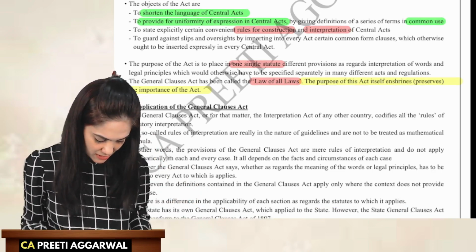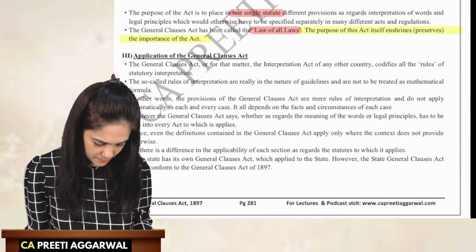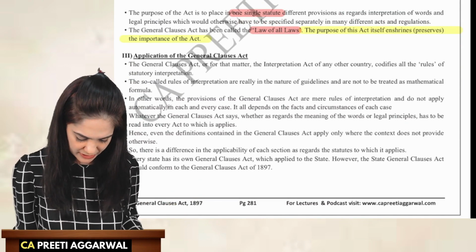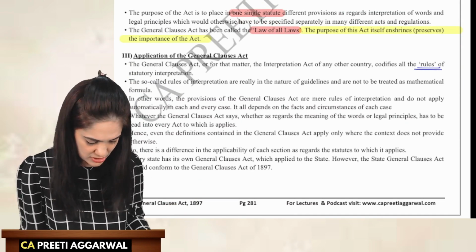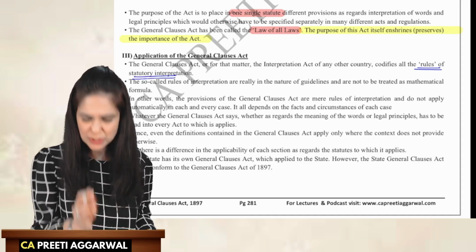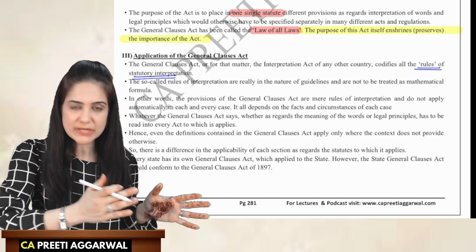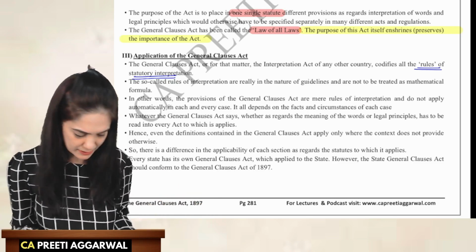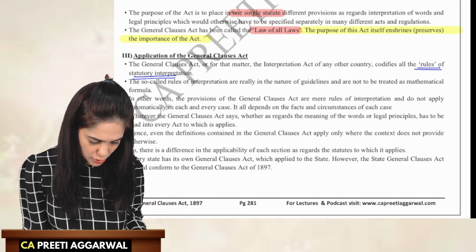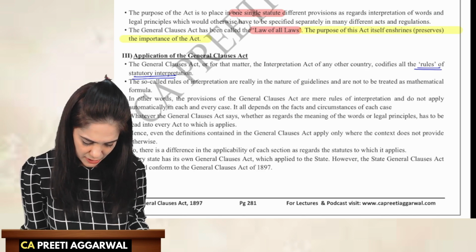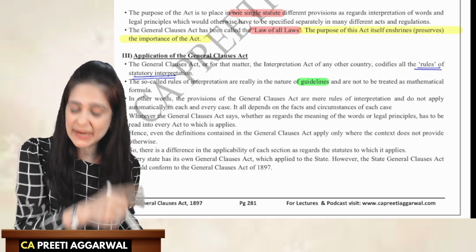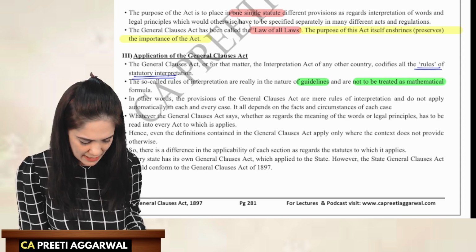The General Clauses Act, or for that matter, even the Interpretation Act of any other country, codifies the rules of statutory interpretation. Statutory means interpretation of law. Okay, statutory means it is made by the government. The so-called rules of interpretation are really in the nature of guidelines. I'm telling you, it is a guideline. It is not some mathematical formula.